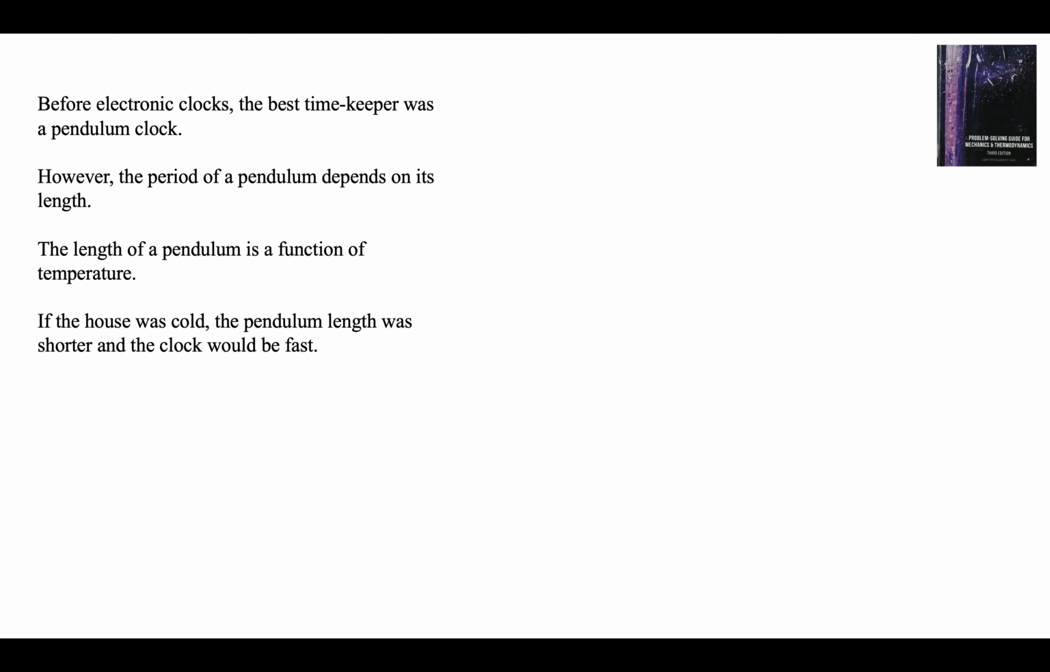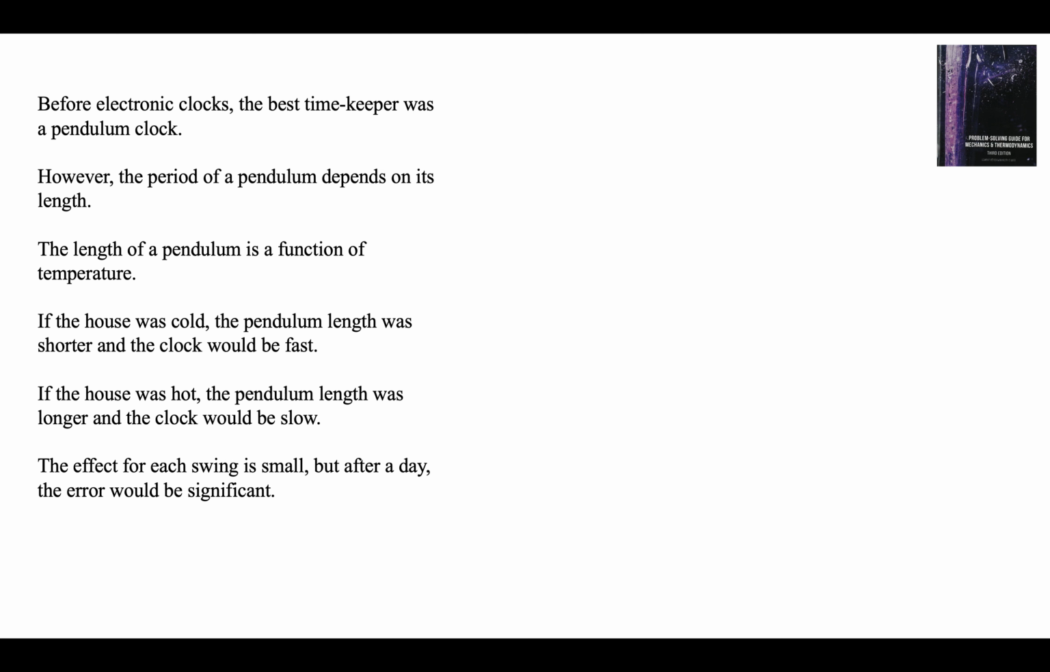And of course, when John Harrison was around, there was no central air conditioning. If the house was cold, the pendulum would be shorter and the clock would be fast. If the house was hot, the pendulum would be longer, the clock would be slow. The effect for each swing is small, but after a day, the clock would be significantly off.